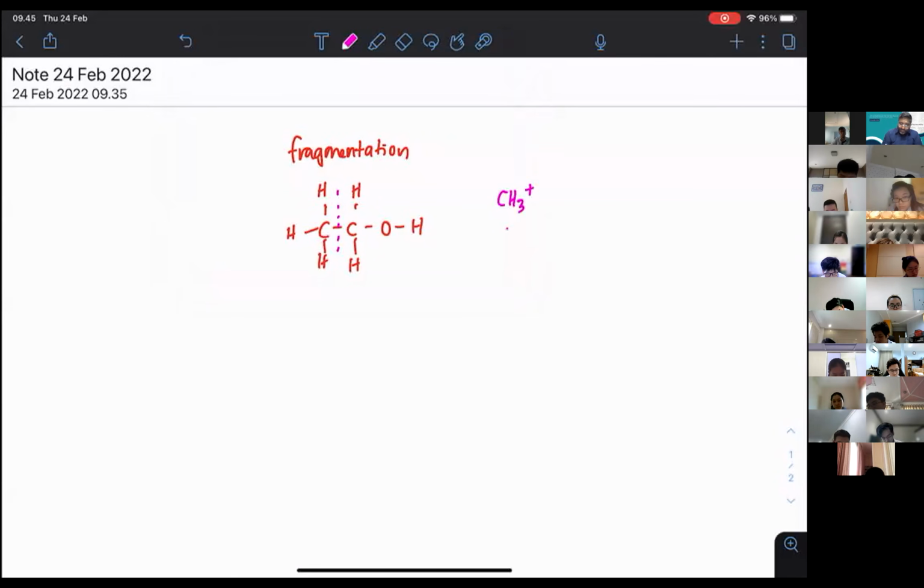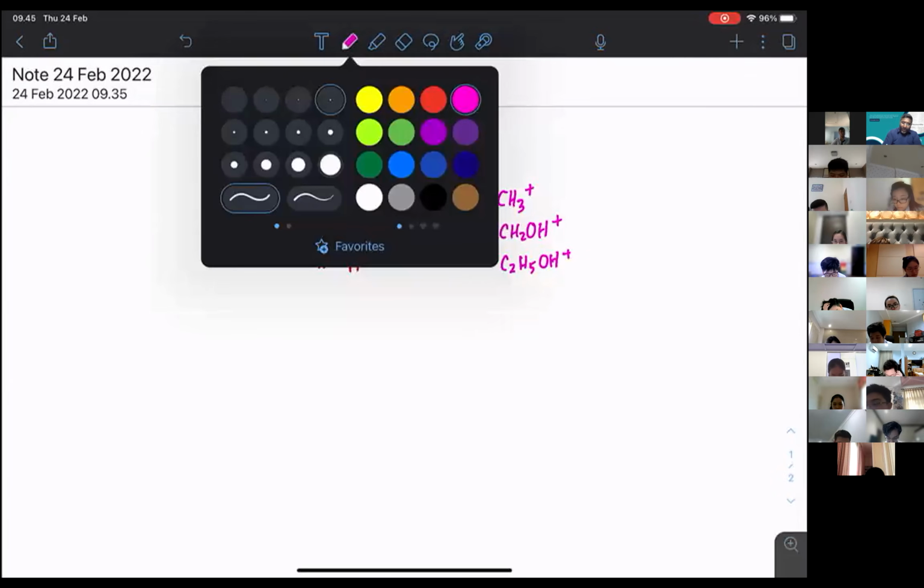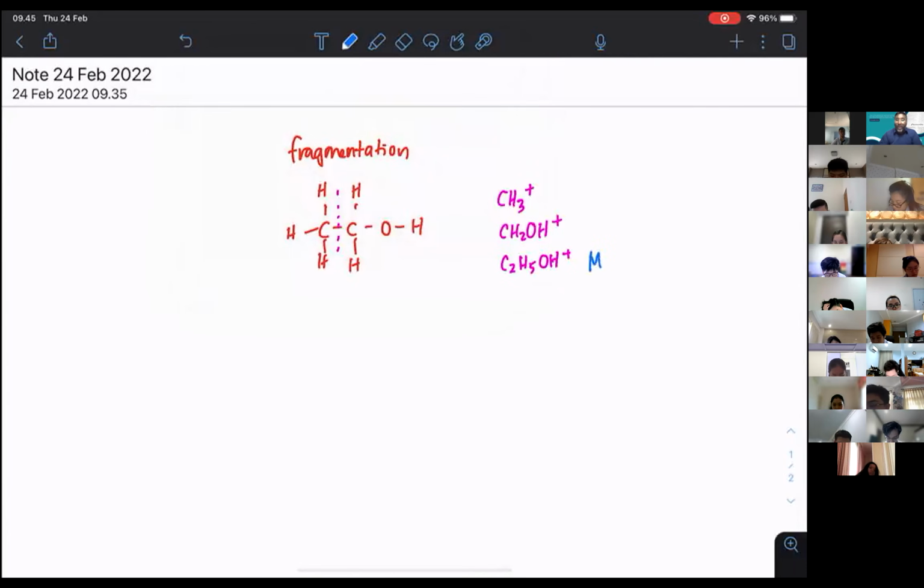You can also have CH2OH plus, that is another fragment. You can also have the entire C2H5OH as a fragment. So we have many fragmentations. If you take the entire fragment, that fragment is going to be called M, the molecular ion, the M plus.